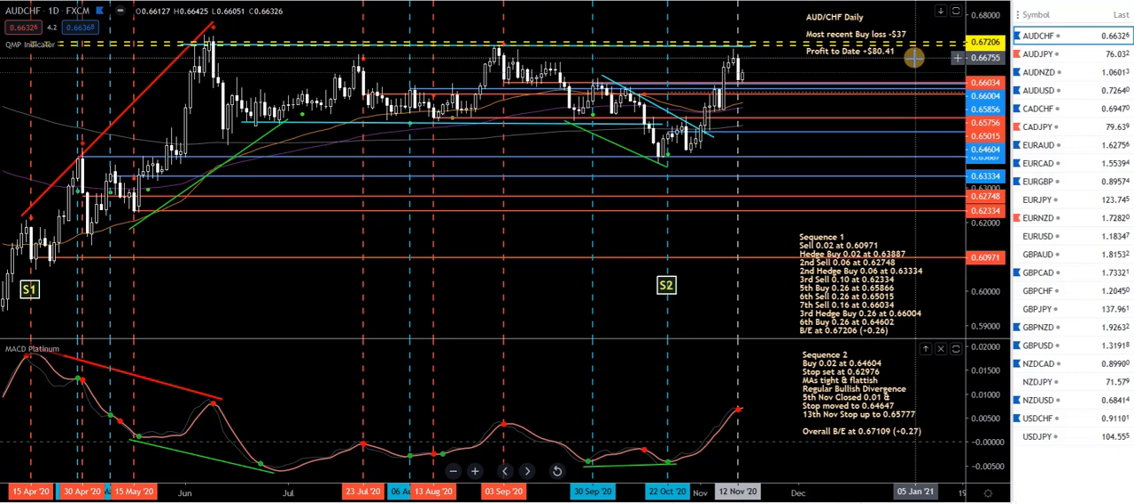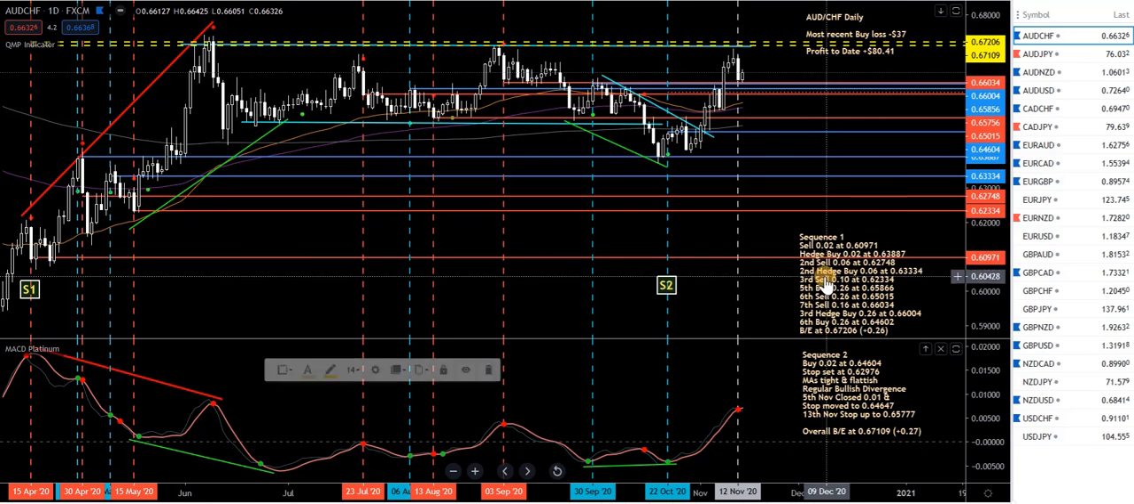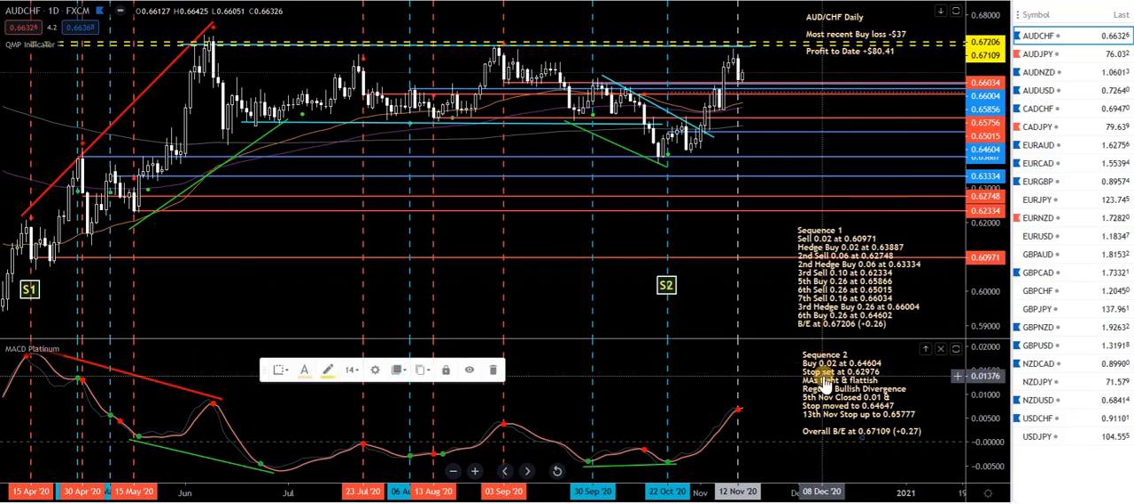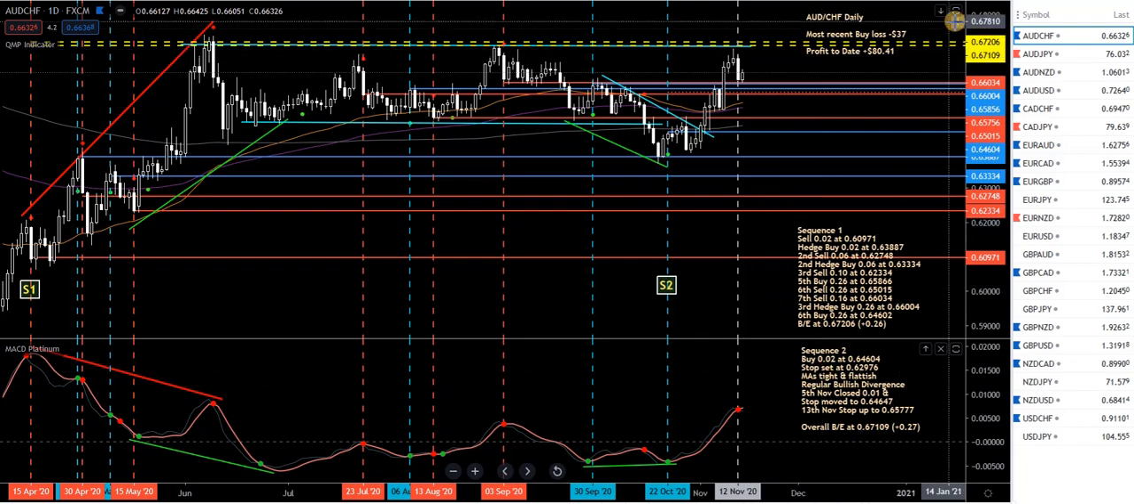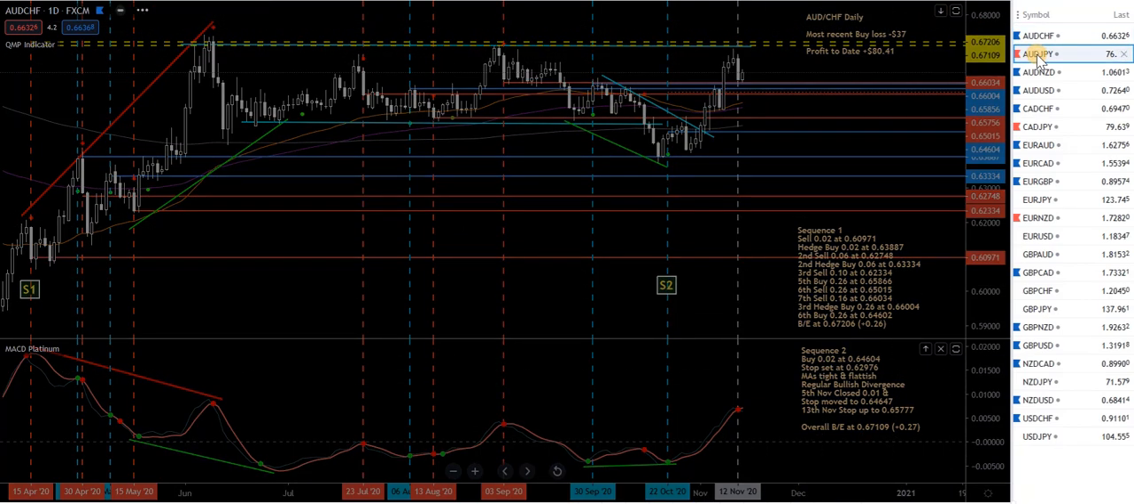$80.41 after, what, a year and a half of trading it based on 20 cents a pip. That's not much. Hardly worth it. But it's a pretty easy pair to trade generally. It's a slow mover. We'll see how we go. But that's where we are in the Aussie Swiss. Nothing to get too concerned about.